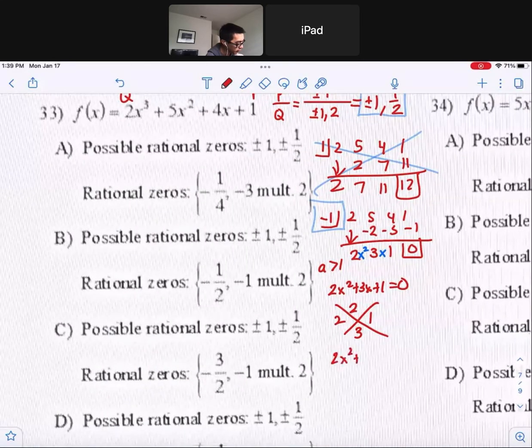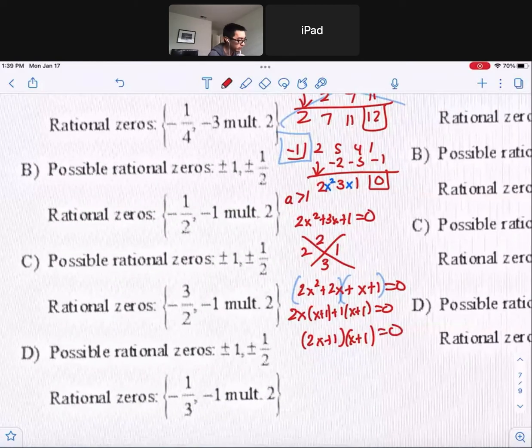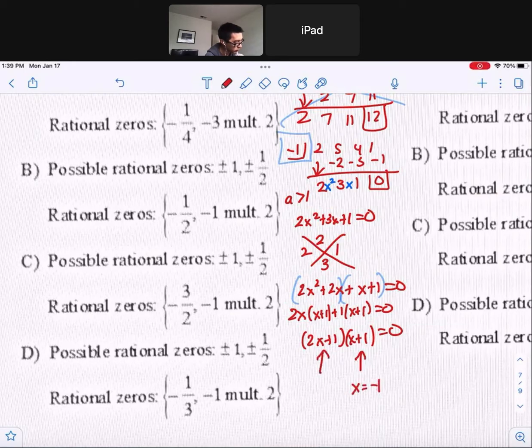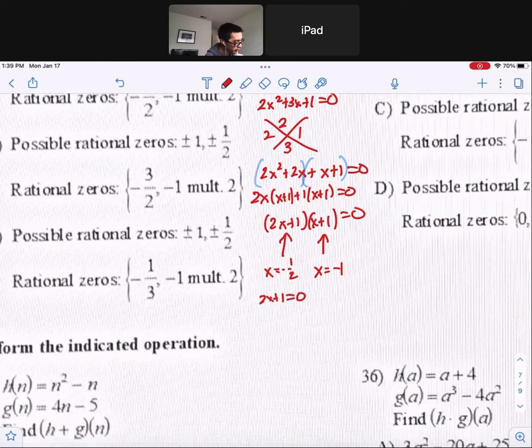So you guys got to factor this by grouping. So we can factor out a 2x to get x plus 1, factor out only a 1 to get x plus 1. So we get 2x plus 1 times x plus 1. And now we solve, right? What value of x will make that 0? Negative 1. What value of x will make that 0? Negative 1 half. And again, if you guys cannot do that in your head for that one, just set the whole thing equal to 0 to solve for x, which is equal to negative 1 half.